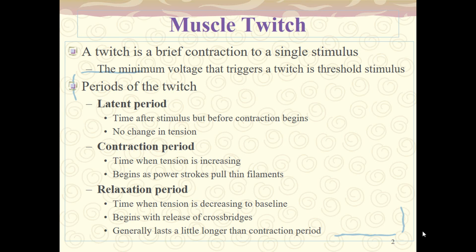First thing that we're going to start with is a muscle twitch. This is kind of like a sarcomere. Sarcomere was the smallest unit that contracts. A muscle twitch is one contraction. It's the brief contraction to a single stimulus. So it's the minimum amount of voltage that will trigger a twitch. It's called a threshold stimulus. We'll talk more about this once we get to the nervous system, which is still in this unit.